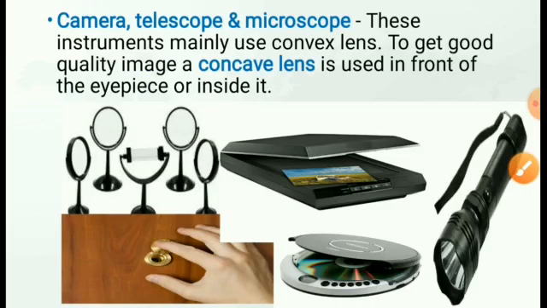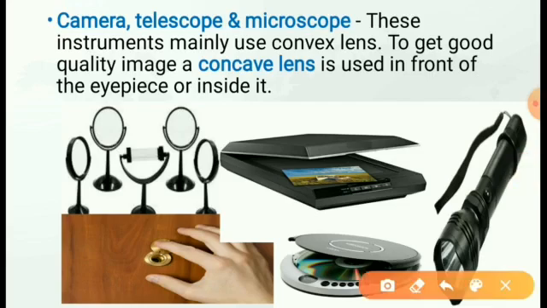You can see this picture that we have discussed just now. Camera, telescope and microscope: these instruments mainly use convex lenses to get good quality images. A concave lens is used in front of the eyepiece or inside it.